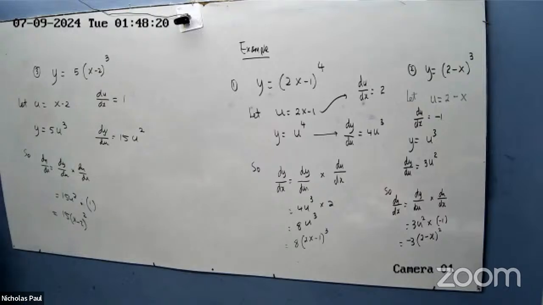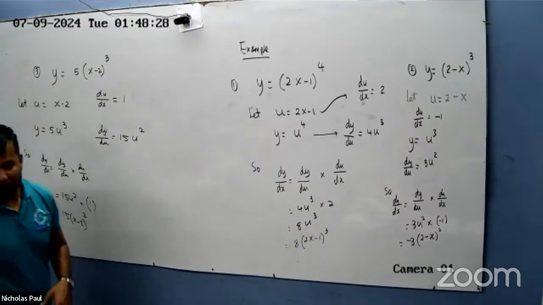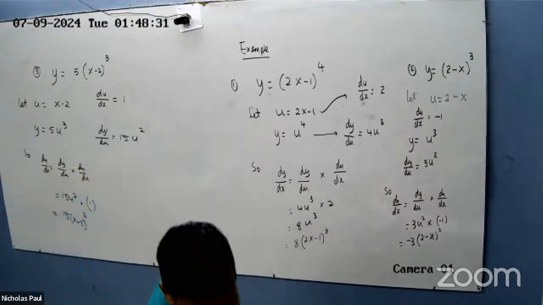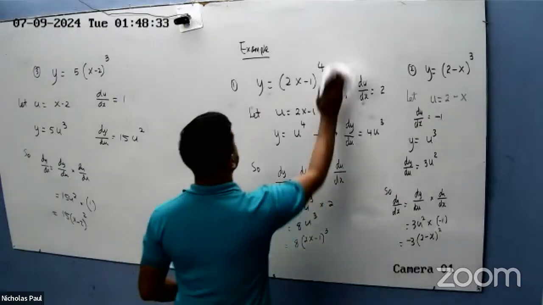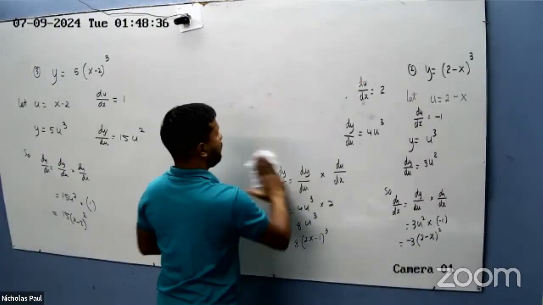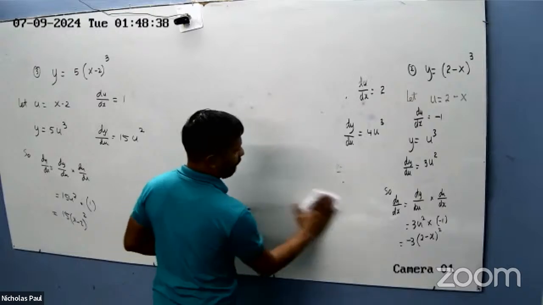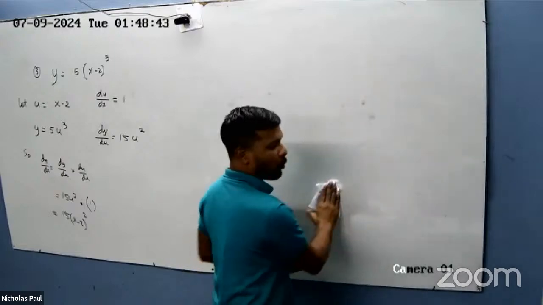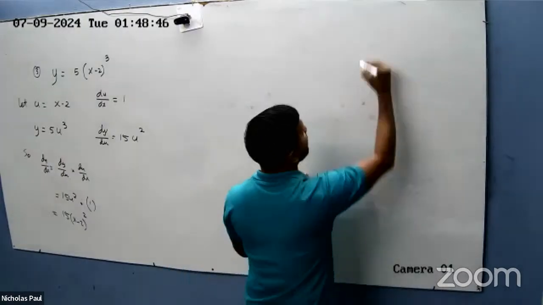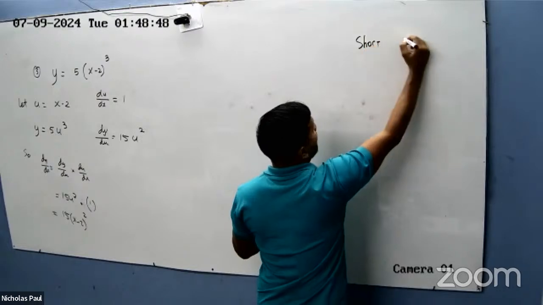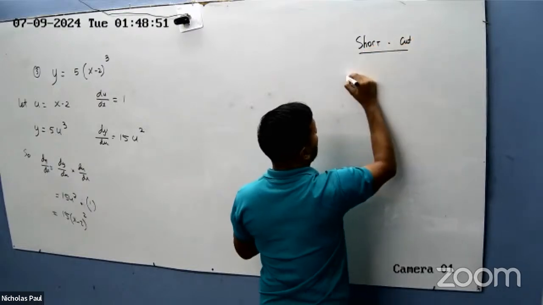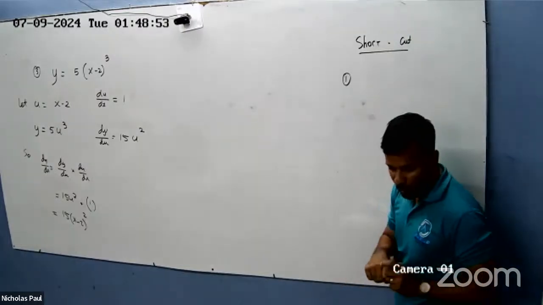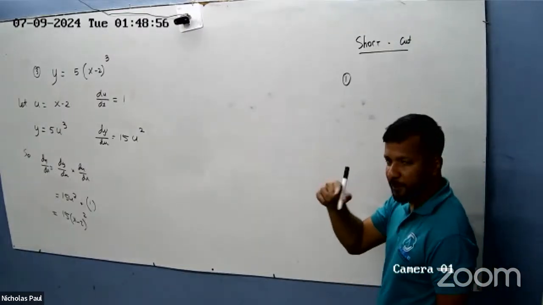Yeah? Right. This is the long method. If a question says use chain rule, you have to use this. But there's a shortcut as well. If they don't specify, you can use this shortcut. Right, the shortcut method doesn't have an official name, we just follow the shortcut. Alright, so the shortcut method is this. It is very similar to what you've been doing before.